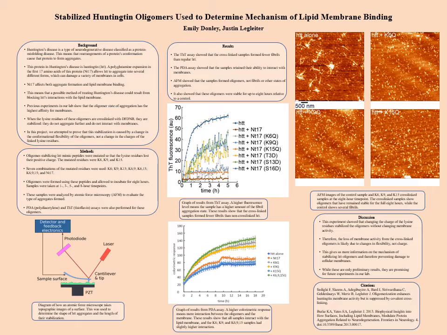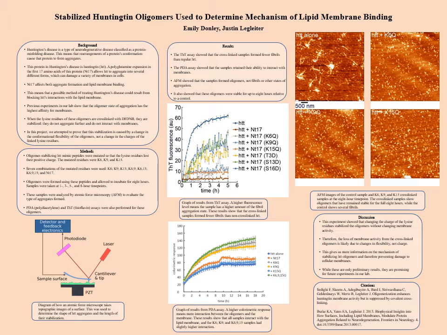Finally, AFM images showed that the samples formed oligomers and did not aggregate further into fibrils. It also showed that they remained stable for the full 8 hours of incubation. The images in the top right show the control, which contains fibrils, and the K6, K9, and K15 samples, which contain oligomers at the 8-hour time point.